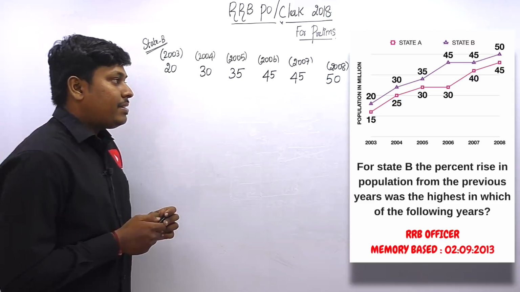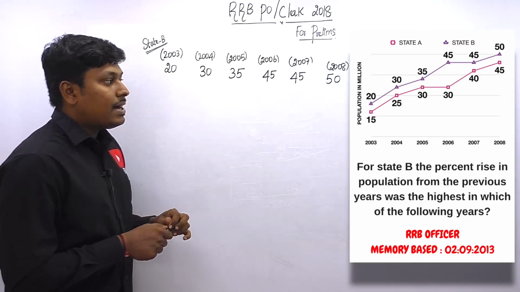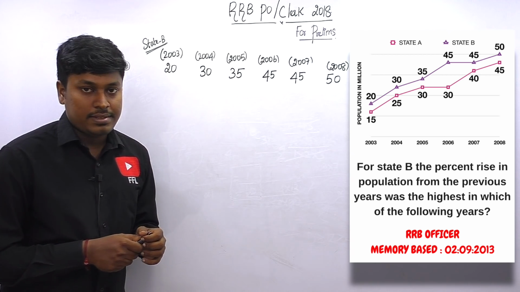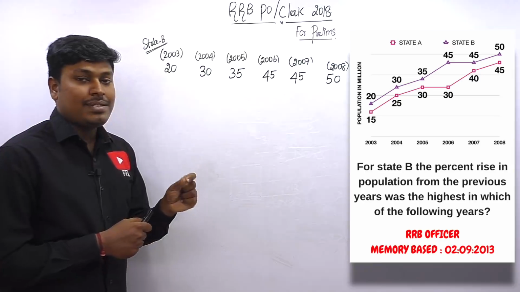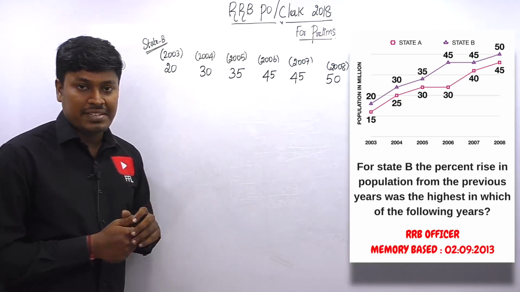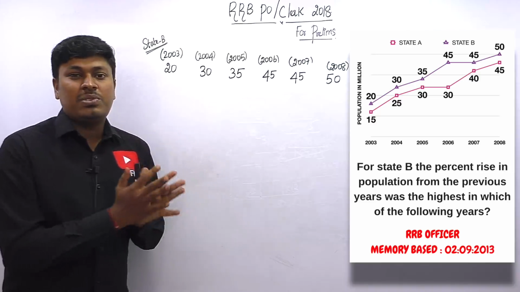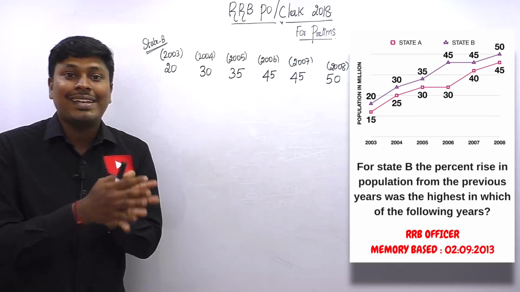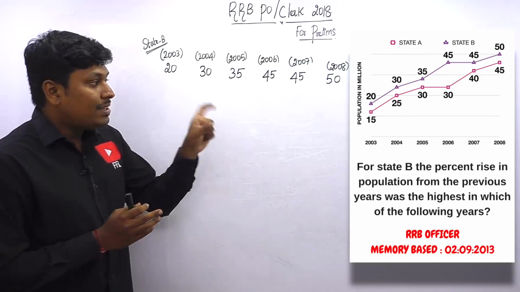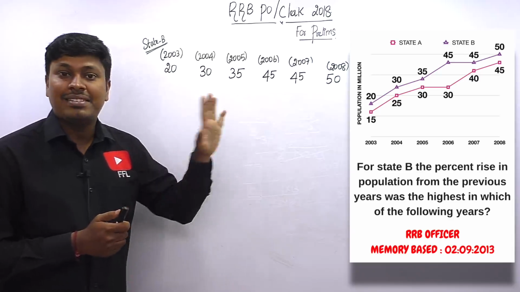For state B, the percentage rise in population from the previous year was the highest in which of the following years? So listen here, our target is to find which year has the highest percentage increase compared to the previous year. Interesting question, and these are the questions where most students will take 1 minute or 1.5 minutes, even some students will take 3 minutes. Why? Because these questions can be answered directly only by seeing the chart, only by seeing that graph.